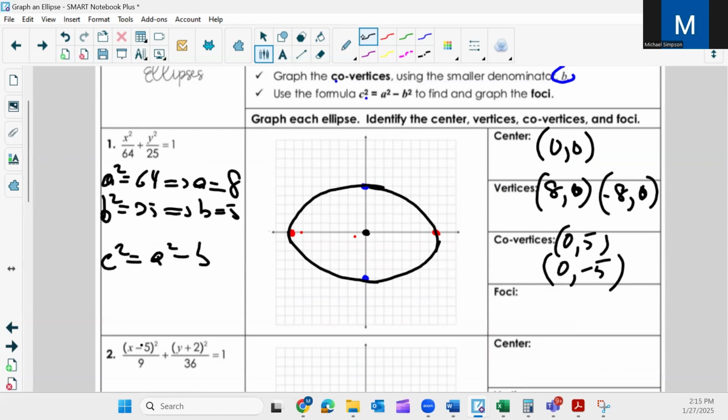My A squared is 64 minus 25. And so that's C squared, therefore C is going to equal the square root of that. What is 64 minus 25? 39, right? 5 from 9, 2 from 5, 39. What's the square root of 39? Roughly, 6 times 6 is 36, so I want to say around 6.2.